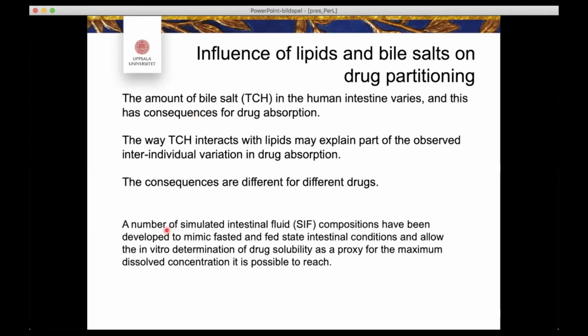So this leads up to the final part of my talk, which is about studies where we have tried to connect this to the intestinal fluid itself in greater detail. There have been a number of simulated intestinal fluid compositions developed with the aim of mimicking fasted and fed state intestinal conditions, to allow for simpler determination of in vitro drug solubility.